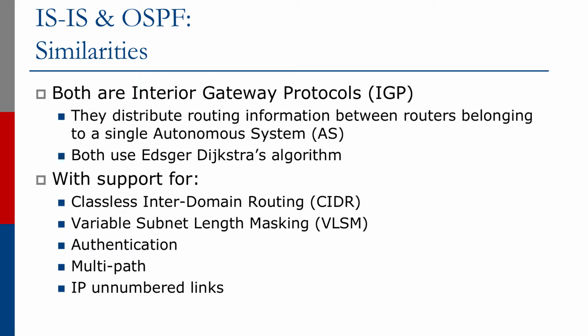So let's look at the two protocols. Both are IGPs, Interior Gateway Protocols. They distribute routing information between routers belonging to a single autonomous system, and both use Edsger Dijkstra's algorithm. They support classless interdomain routing, variable subnet length masking, authentication, multipath, and unnumbered links.